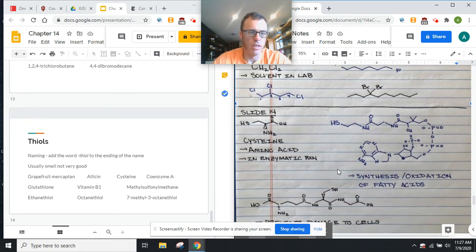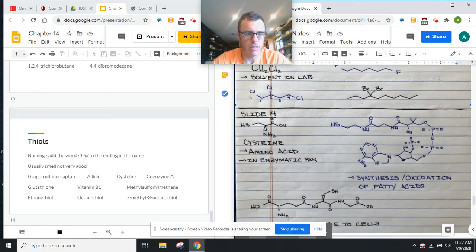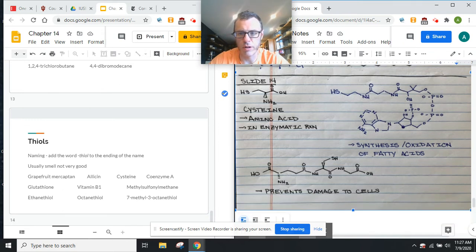Thiols, naming: just add the word thiol to the end. It's pretty easy. They usually smell not great. So we did grapefruit mercaptan, drew that earlier. Allicin. Cysteine, this is an amino acid with sulfur in it. It's in enzymatic reactions. Here we go. Coenzyme A. Holy crap, coenzyme A. This is incredibly important.